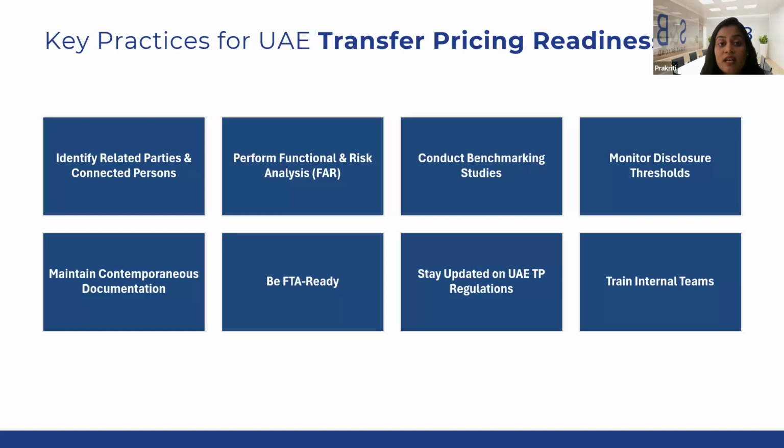The next is conducting a detailed FAR analysis. FAR is the abbreviation for functional, risk, and assets. So for every transaction, a FAR of both the transacting parties needs to be documented very well. And that FAR leads to understanding the characterization of the various entities, which entity becomes the tested party on whom the benchmarking needs to be done and the pricing needs to be tested. The benchmarking studies need to be kept on the basis of the FAR analysis.